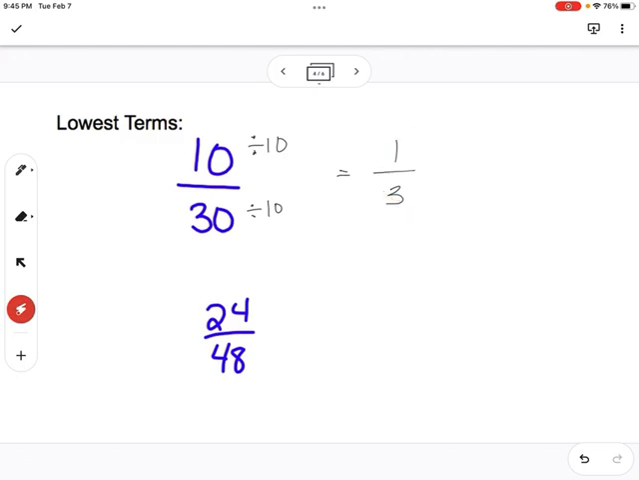Okay, so you could take a different approach on this. You could divide by a different number other than 10, and you might just need to take more steps in order to get to that 1 over 3. Okay, looking at the next one here, we have 24 over 48. I know that I can divide both top and bottom by 24. 24 divided by 24 is 1, and 48 divided by 24 is 2. So the lowest terms for this fraction is 1/2.